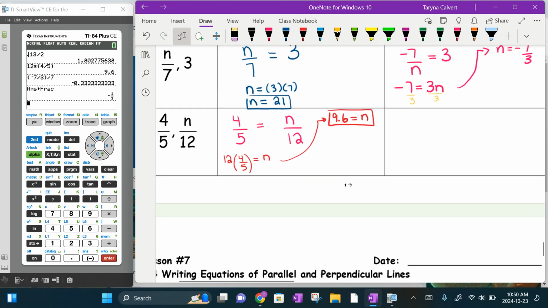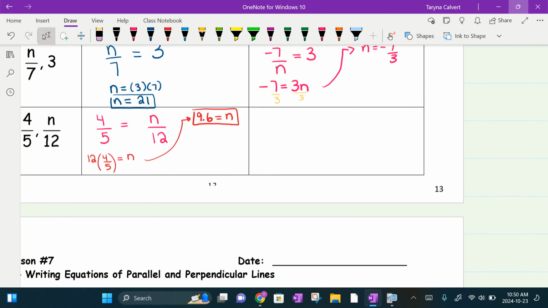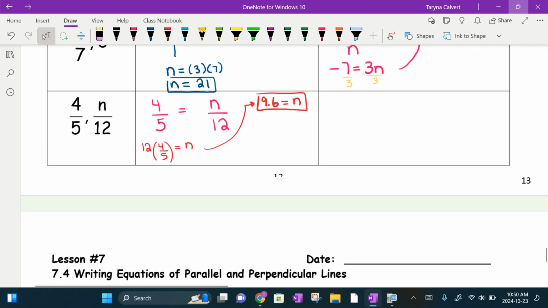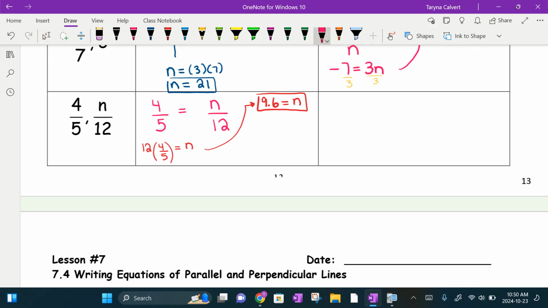So which one do you guys want to flip for the next one? 4 over 5? Okay, so if we flip 4 over 5, that's now going to become 5 over 4. Where do you guys want to put the negative? Because this one doesn't matter, neither of them are variables. So do you want to put it with the 5 or the 4? 5. Thank you. So then that's going to equal n over 12.